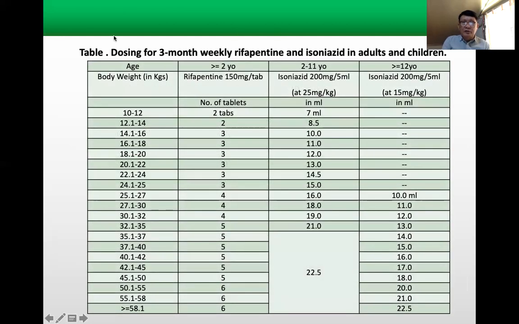So this is the dosing for the 3 months weekly rifapentine and isoniazid in adults and children. Okay. So since it is already here, I don't need to explain further. You just see it on your manual of procedures for details on this.